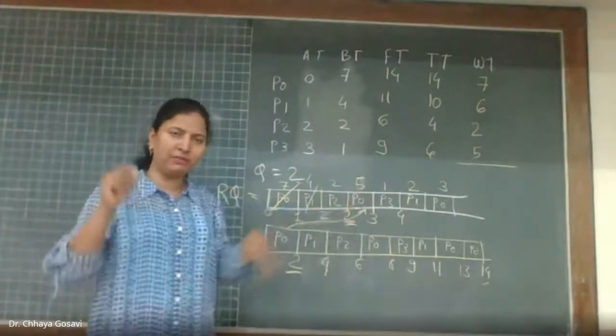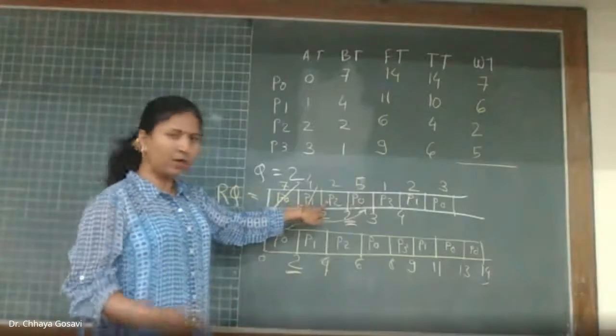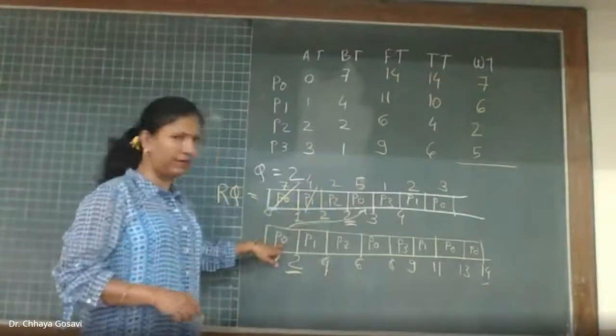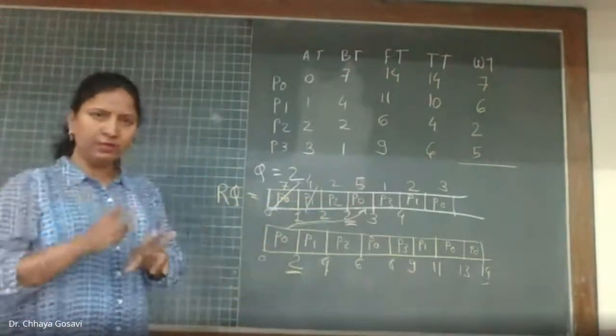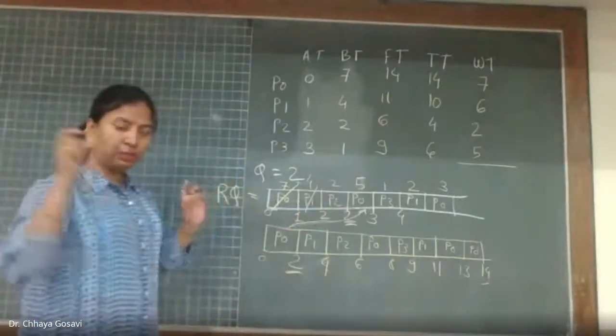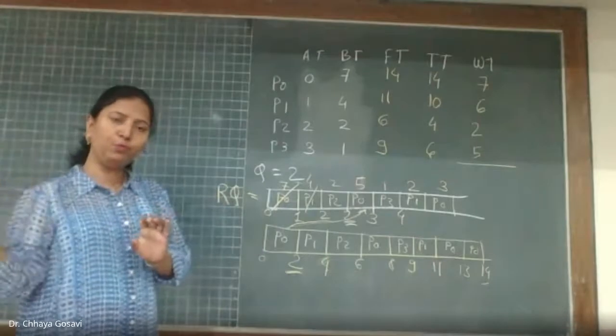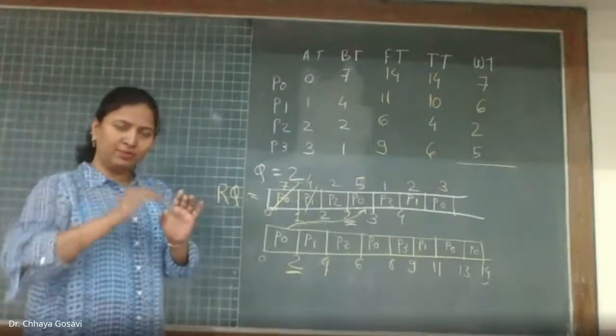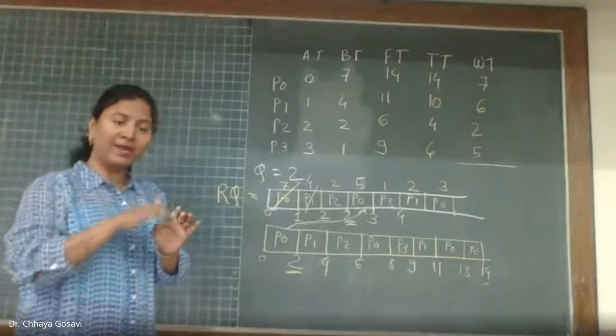Please note that when the process arrived, P2 arrived at 2 and P0 is preempted at 2. So you may think that P0 should come first and then P2. But P2 is directly coming from new state to ready state, so there won't be any time lag or latency.